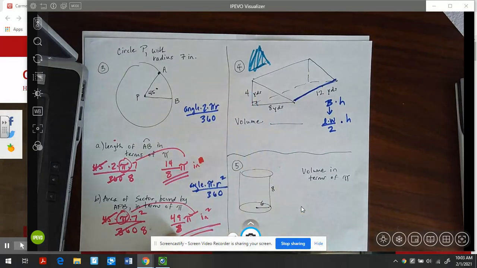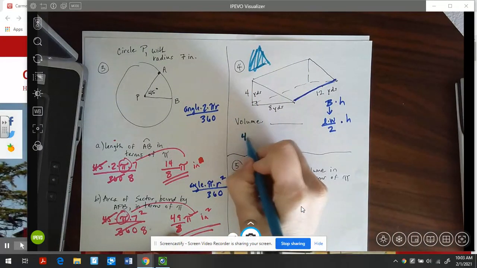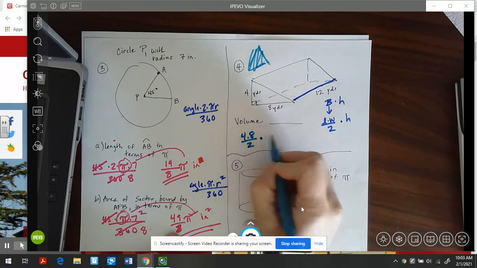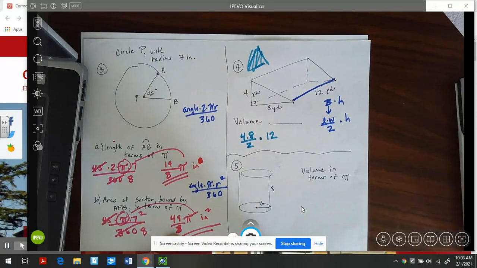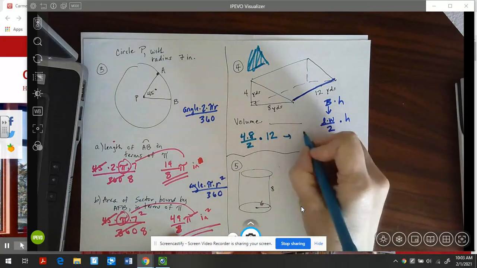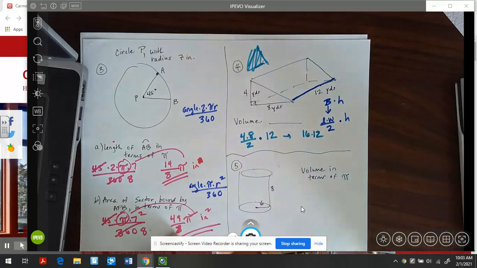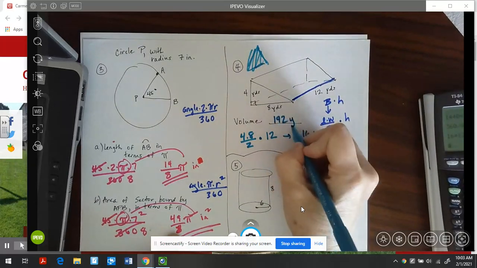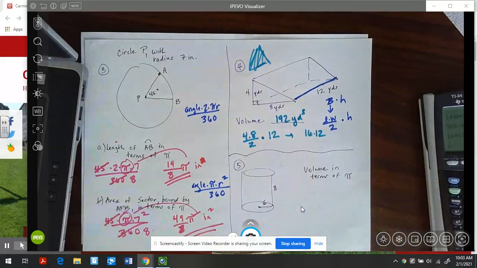So 4 times 8 is length times width, and we're going to divide that by 2, and we're going to multiply all of that by 12. This is 32 divided by 2, which is 16, and we multiply that times 12. And that is 192 cubed yards, or cubic yards, or yards cubed.